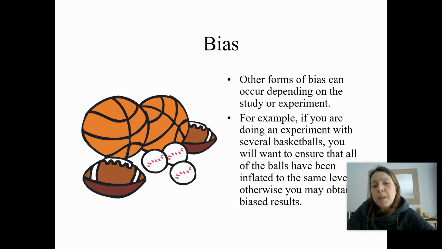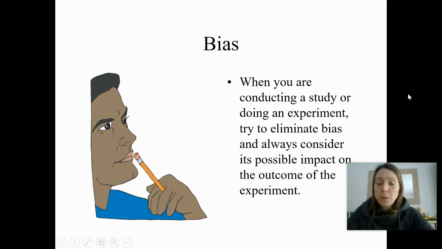Here's just another example, it depends on what you're collecting data on or experimenting with. Like this sports example, if you don't have all the balls inflated to the same level, you could have some bias. If you wanted to see how many baskets someone could make in a row, and someone's ball is inflated to a different level than someone else's. So many forms of bias can creep in on you. You're just trying to reduce them. You're always trying to eliminate bias, but it's always going to creep in.